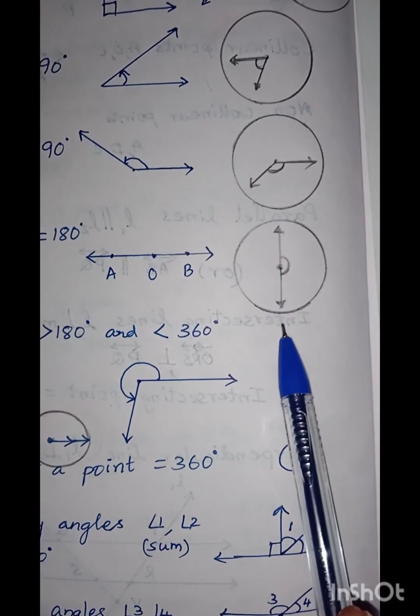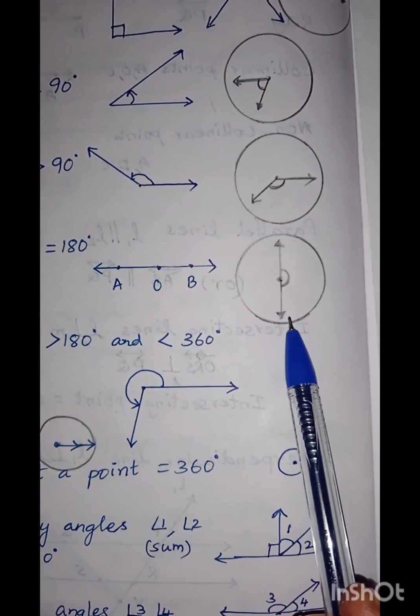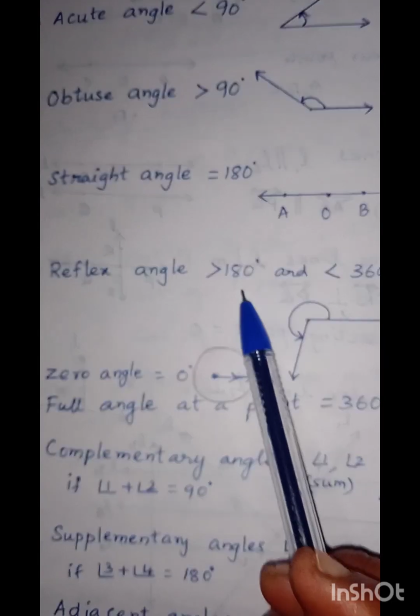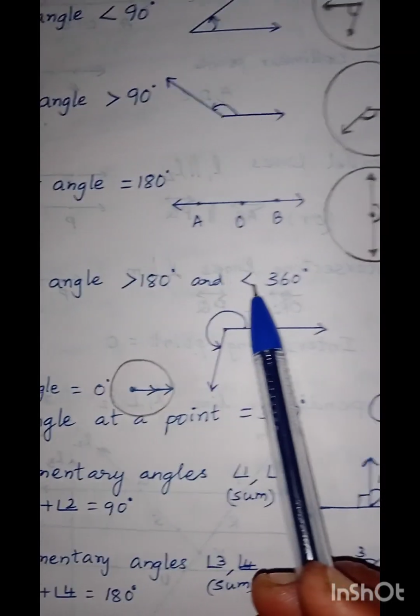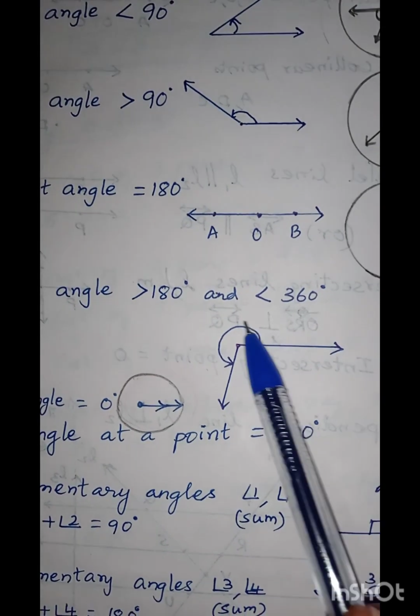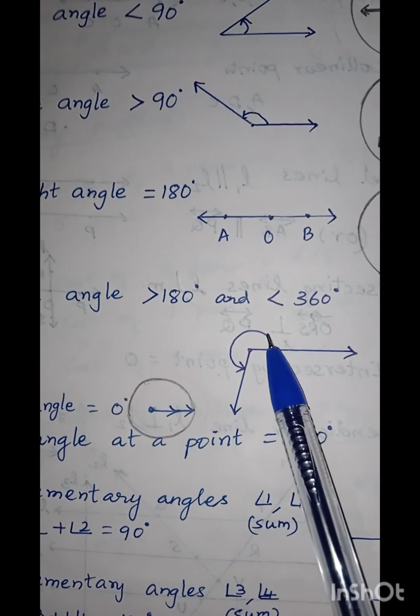This may be 12:30 or 6 o'clock. Okay. Next, reflex angle is greater than 180 degree and less than 360 degree. Okay. If we should consider only this part of the angle.